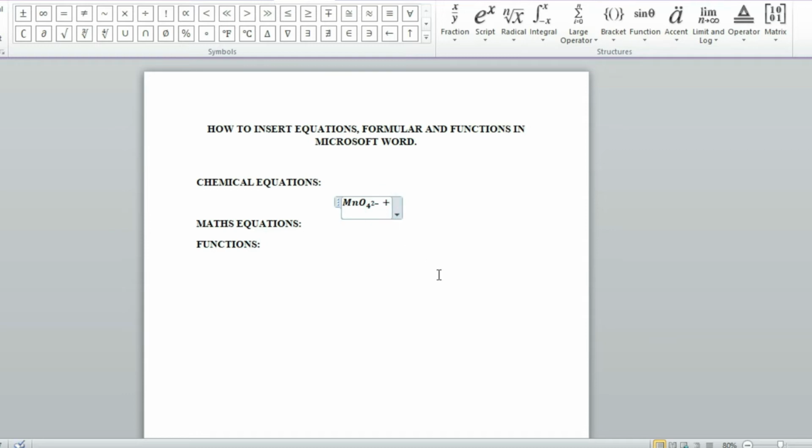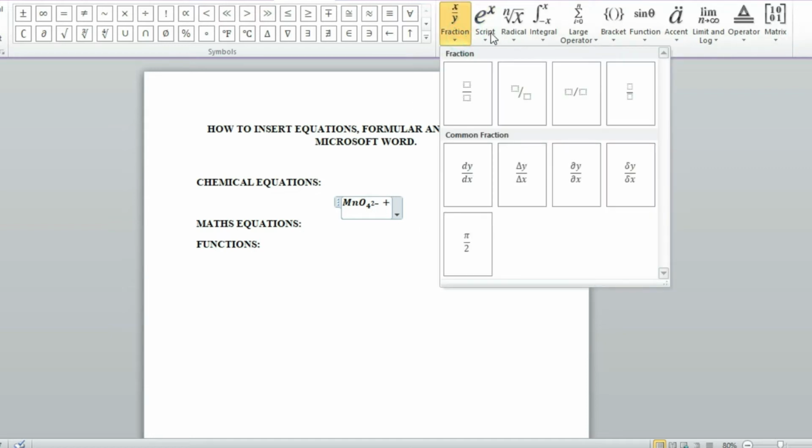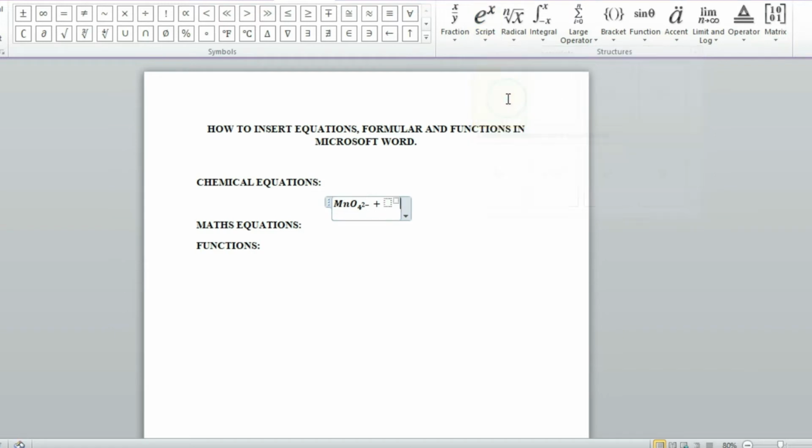So we shall move to our next. If it is plus 8 hydrogen ions, we can use this. In our first box we shall put 8 hydrogen ions. It's a plus. Then plus 5 electrons. Yes, there are 5, plus 5 electrons.